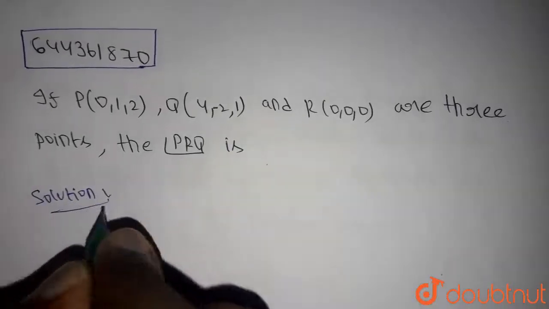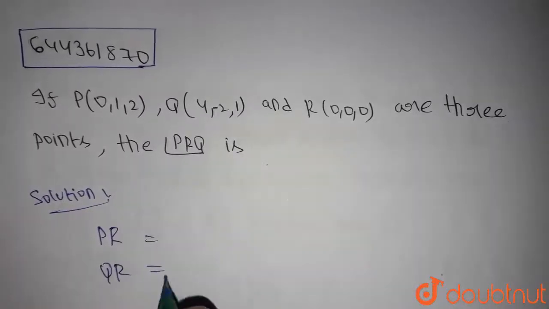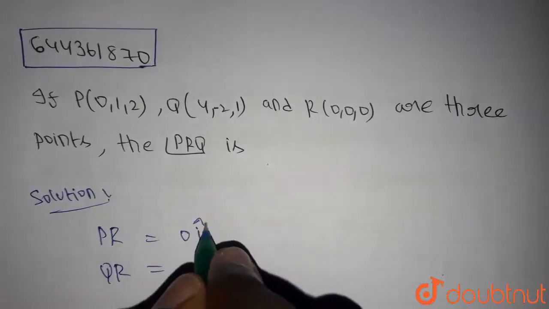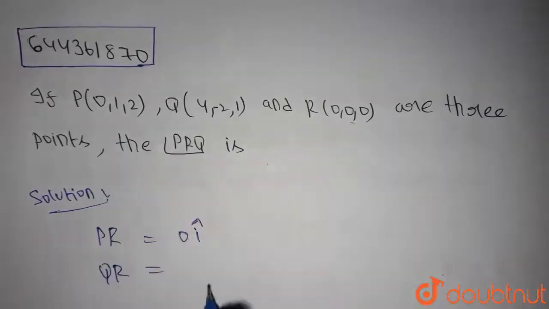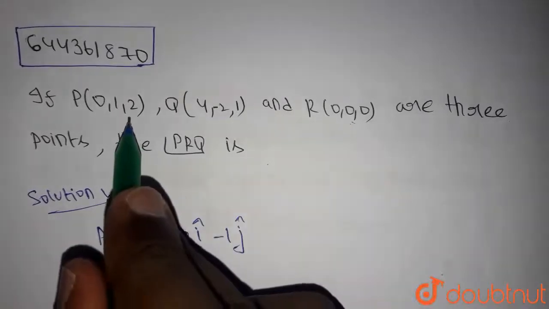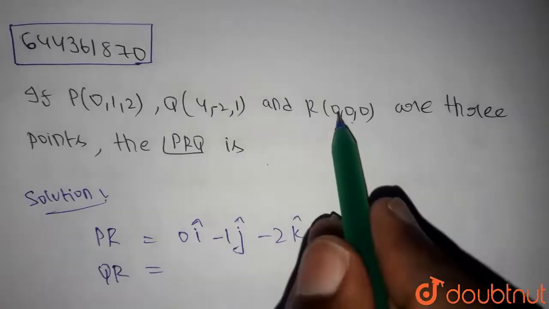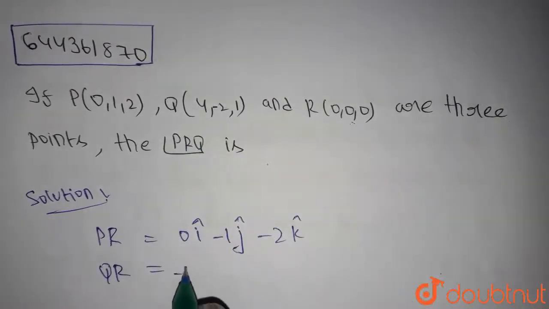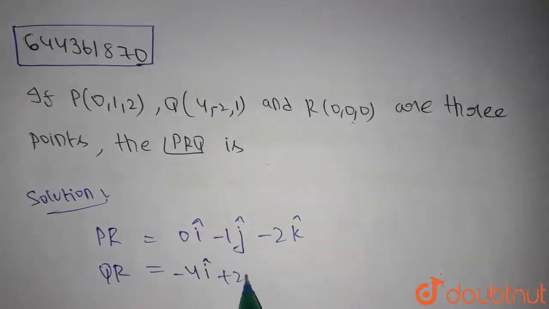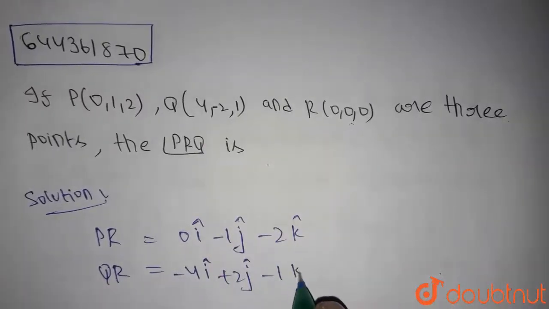Let's try to find out the vectors PR and QR. Vector PR is given by 0 minus 0 I cap, which is 0 I cap, 0 minus 1 J cap, which is minus 1 J cap, 0 minus 2 K cap, which is minus 2 K cap. Similarly, vector QR is given by 0 minus 4, which is minus 4 I cap, 0 minus of minus 2, which is plus 2 J cap, 0 minus 1, which is minus 1 K cap.